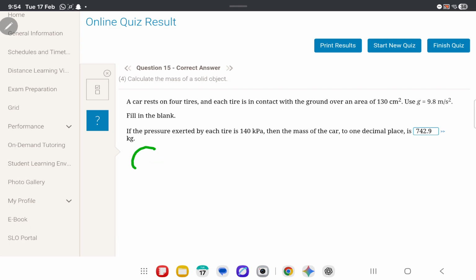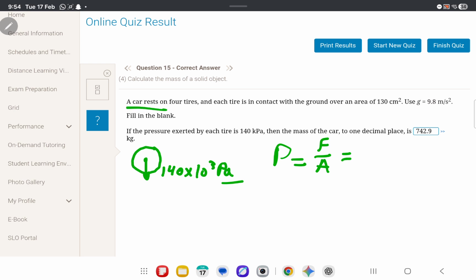So, you know it's exerting a pressure of how much? 140 kilopascal, which I'm going to write as 140 times 10 to the power of 3 Pascal, right? Now, pressure, which is Pascal, is force over area, correct? Now, what's my only force acting here if it's at rest? It says it's resting. So I have my car. Not the best drawer in the world, as you can see. There's no force going like this, there's no force going like this. There's only my weight.